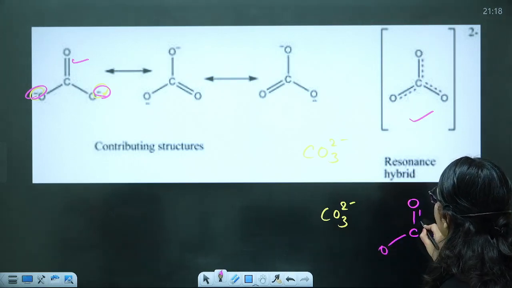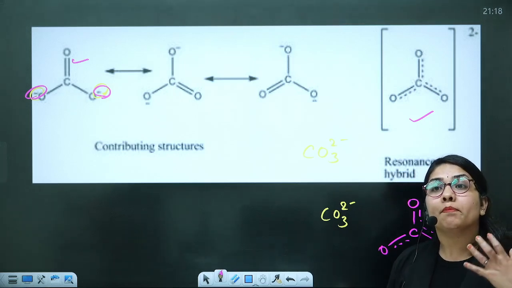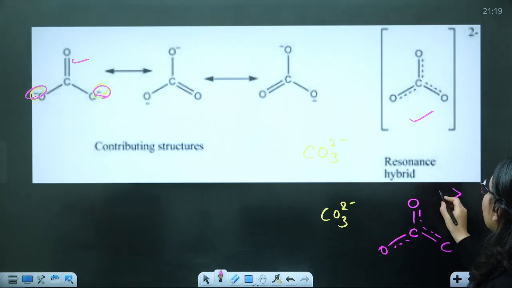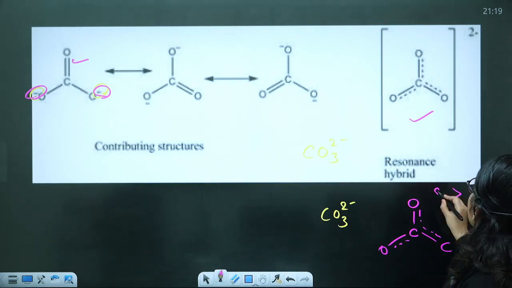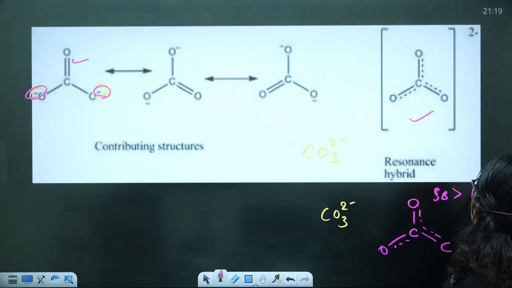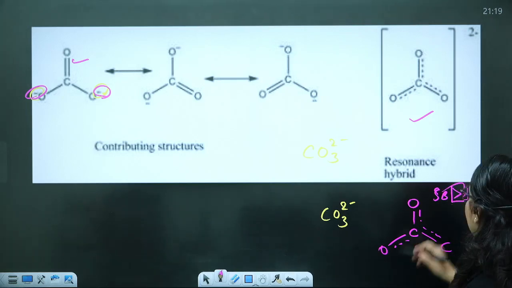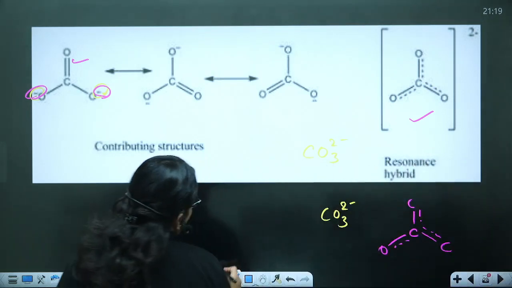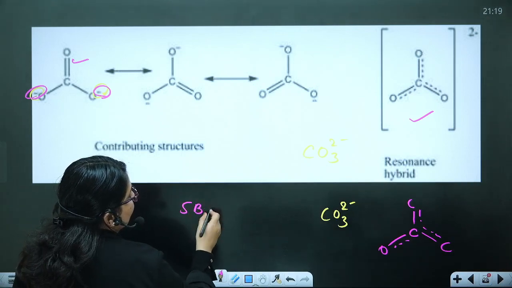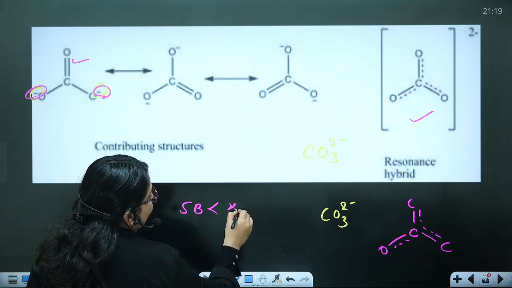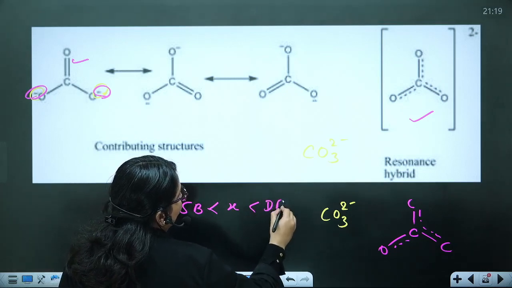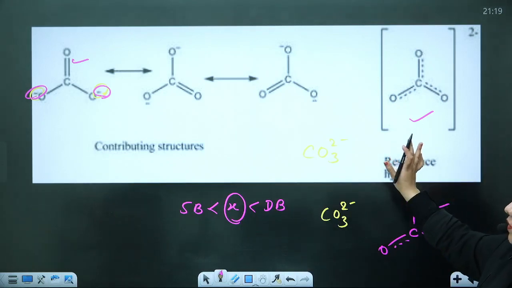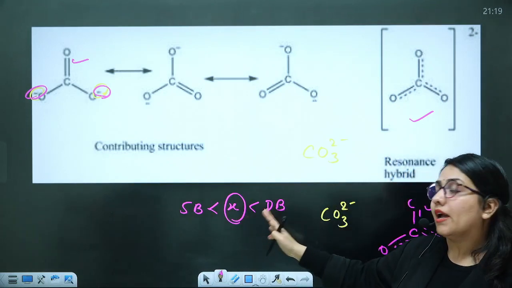This dotted line means that this single bond has partial double bond character, so its value is more than a single bond and less than a double bond. It is in between. Let me write it again: it is more than a single bond and less than a double bond. This X is the value of the bond present here. Its value is greater than a single bond and less than a double bond.